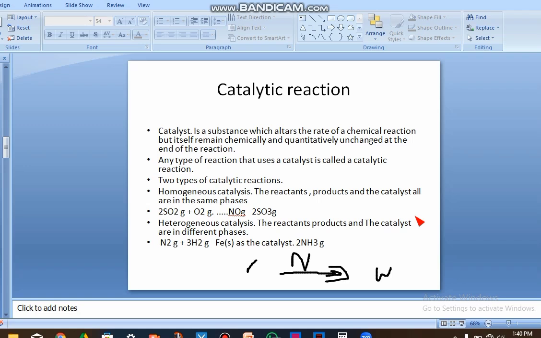Are you getting it now? It is called a catalyst. They are on top of the arrow in a chemical reaction. When you check your textbook, you will see them. Those elements or compounds that are on top of a given arrow are called the catalyst.